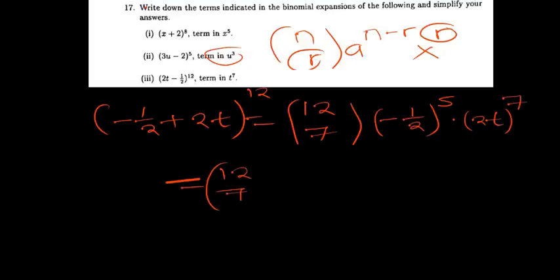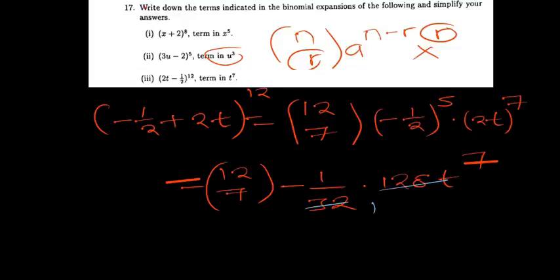12 choose 7. Negative half to the power 5 remains negative; 1 to the power 5 is 32. And then 2t to the power 7: 2 to the power 7 is 128, t to the power 7. Now 32 in 64 is 2 times, and in 128 it's 4 times. So we can just end up with negative 4, 12 choose 7, t to the power 7.